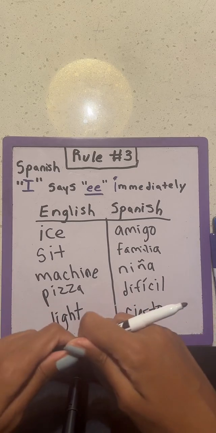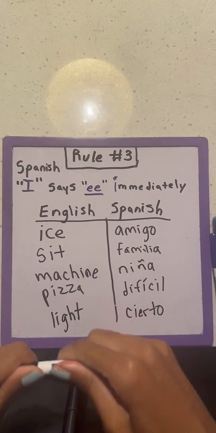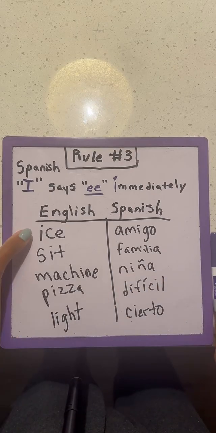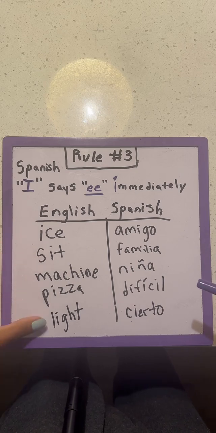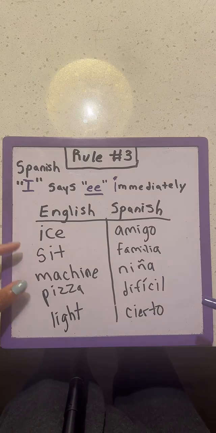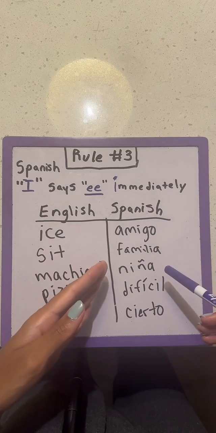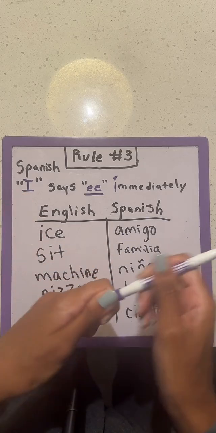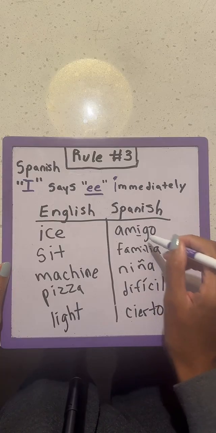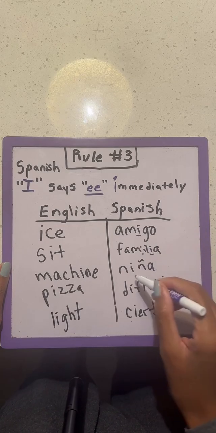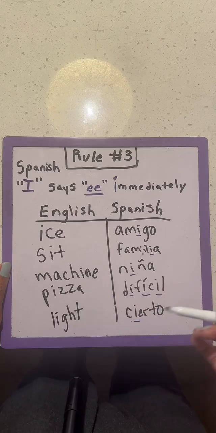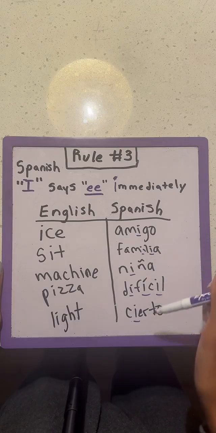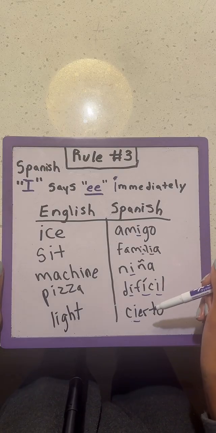Okay, so let's look at these words. Over on the English side, the vowel I sounds like ice, sit, machine, pizza, light. So see, the English side of the vowel sound I has like two or three different sounds. But when you come over to the Spanish side and we pronounce it I, well, now let's look. We have amigo, familia, niña, difícil, cierto. So look at that. Every single word, this vowel sounded the same.